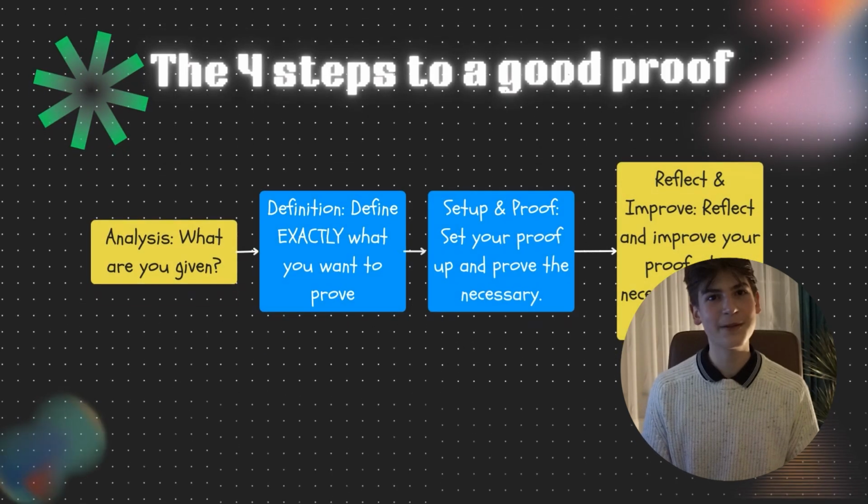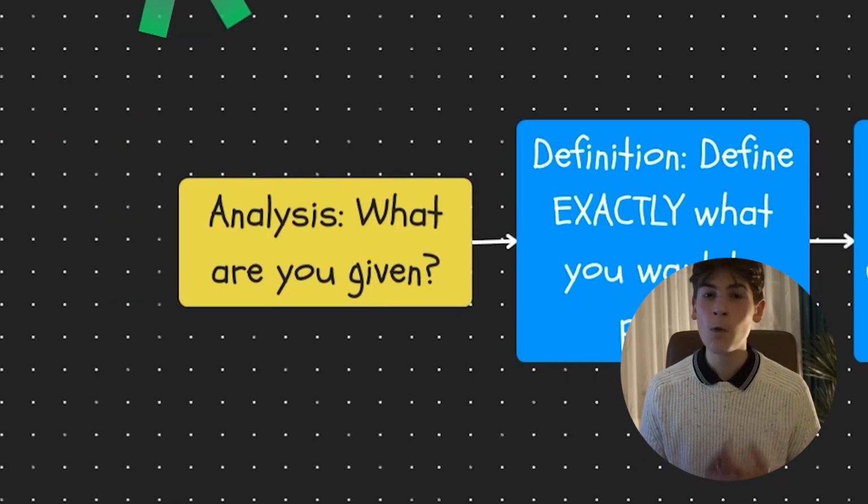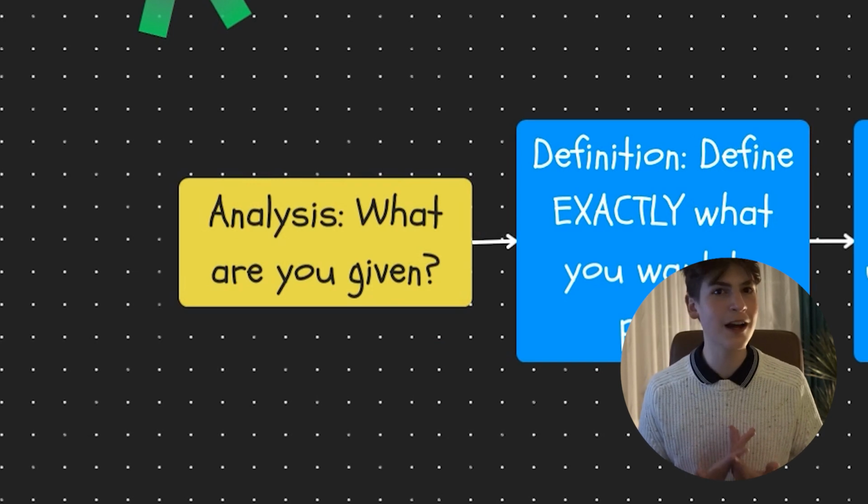Now comes probably my favorite part of the video, and that is actually proving the Pythagorean theorem. But how do we do that? Well, there are multiple steps to a good proof. 4 steps to be exact. Let me go over them really quickly. Number 1, analysis. What are you given to complete the proof? What are your circumstances? What is the context?